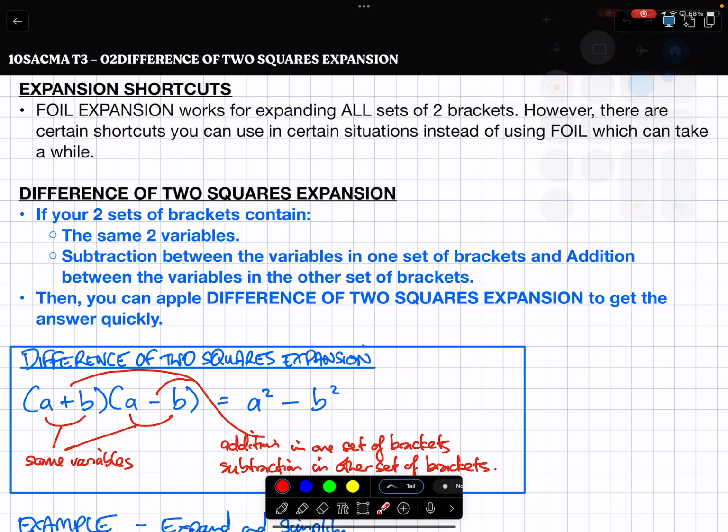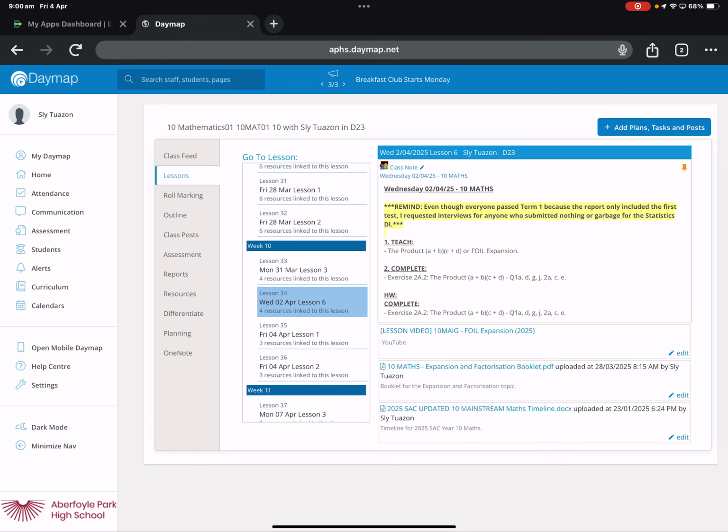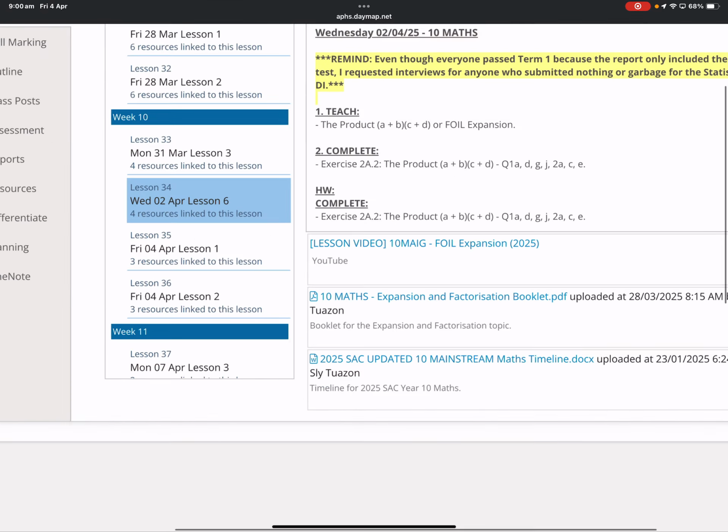Okay, we're going to break up the lesson into two today. Take you out to the courts again. There was a lot of people away on Wednesday, so let me show you how you're going to catch that up. You go onto Daymap, onto Wednesday's lesson, and then you'll see the lesson video I retaught, FOIL expansion.